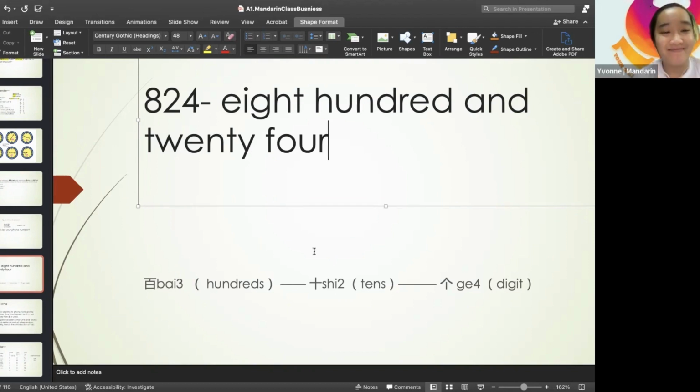824. Have you noticed a pattern? Number, digit, number, digit, number. So no digit on the last one. That's just the single digit. Okay? Yeah, that's it. 824. You can count already actually.